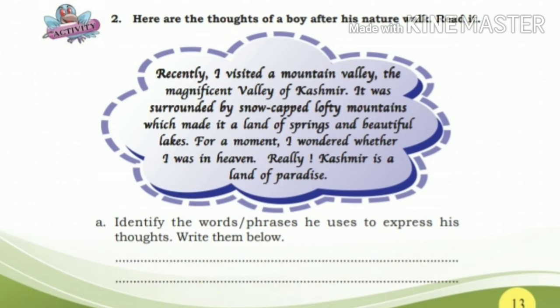Write them below. എന്താണ് ഇവിടെ പറഞ്ഞിട്ടുള്ളത്? What they told? First one or two, first sentence and second sentence is already describing it. Recently I visited the mountain, magnificent valley of Kashmir. It was surrounded by snow-capped mountains and like that, etc., etc. So first and second sentence are just describing the place. But the third sentence, just read, I wondered I was in heaven. That's the third sentence, the boy's thought.